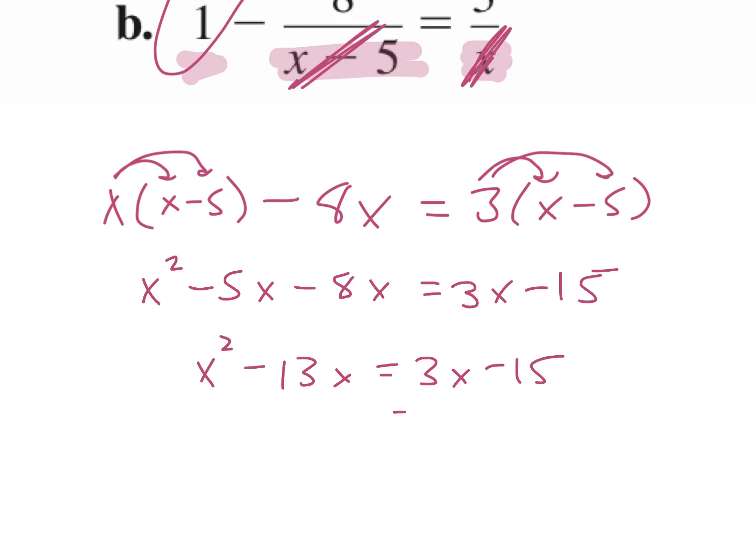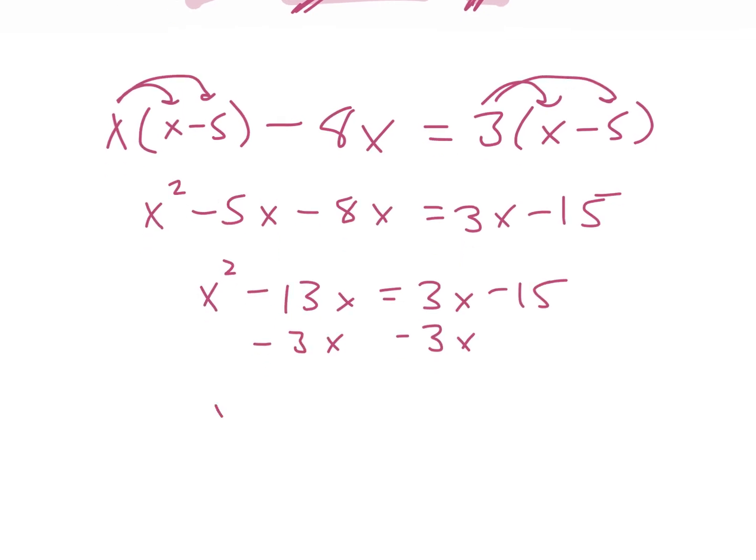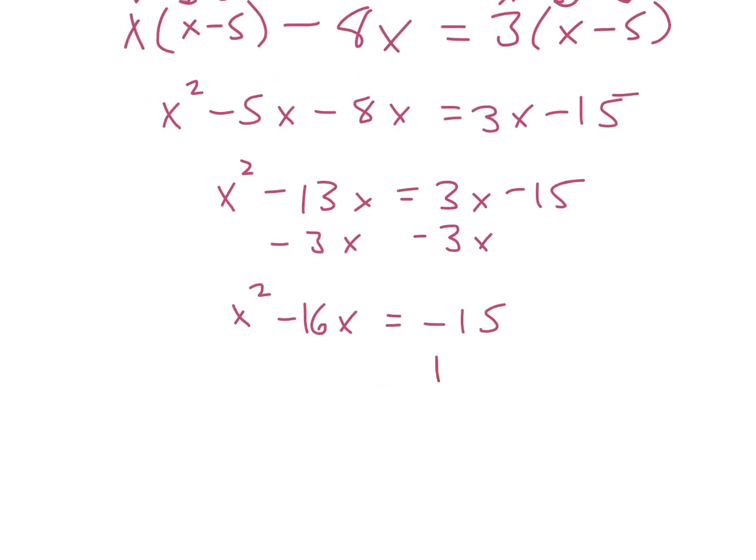Again, I can combine like terms. I'm going to subtract the 3x on both sides. So x squared minus 16x is equal to negative 15. What can I do next? I can add the 15 to both sides. So I'm going to get all my terms on one side, so then I can factor.